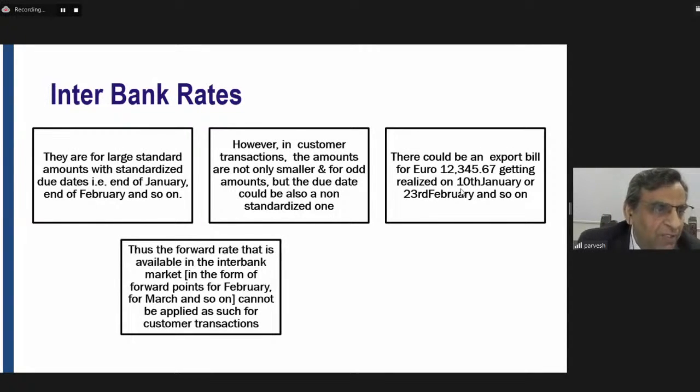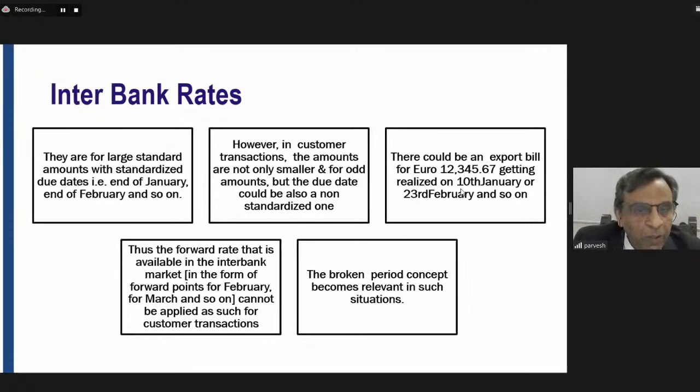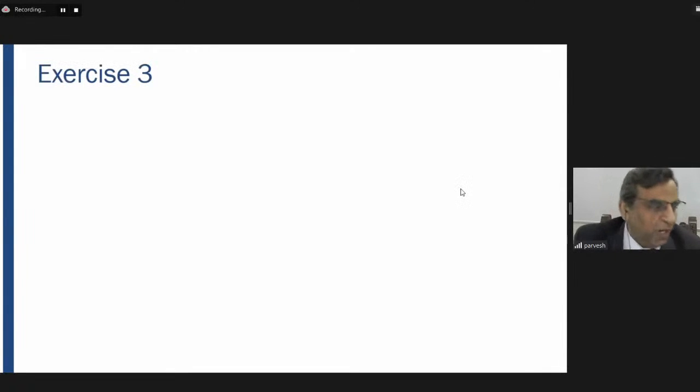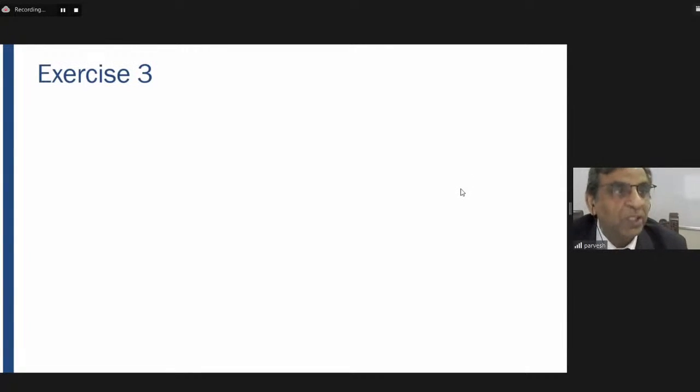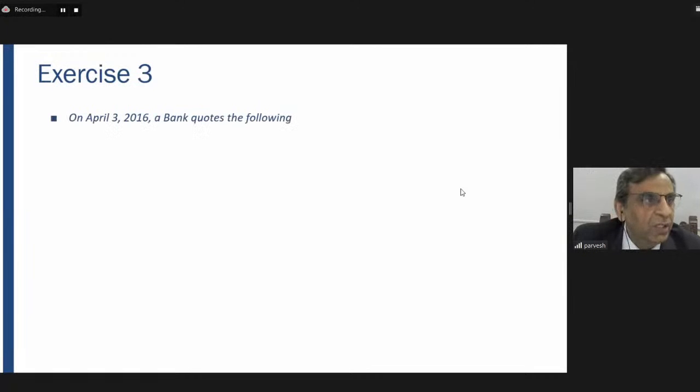Thus, the forward rate that is available in the interbank market cannot be applied as such for customer transactions, because the rates are always given at a month end. So the broken period concept becomes relevant in such situations. Let's do a question to understand this concept. What does it mean? Let's say on April 3rd, 2016, the bank quotes the following.